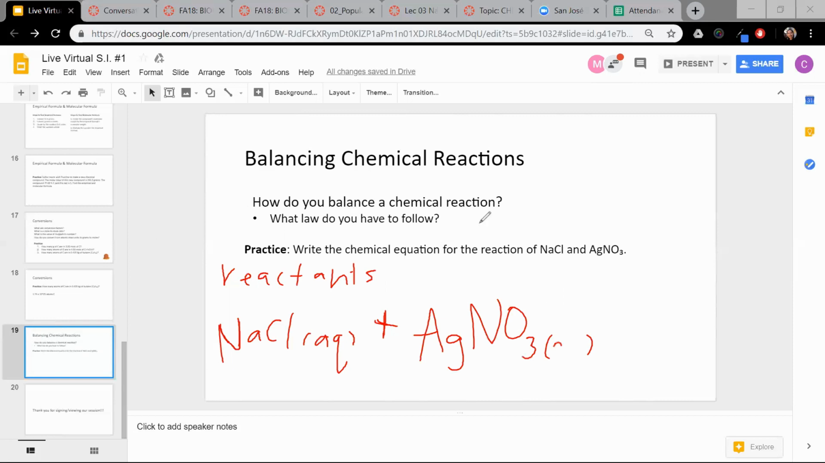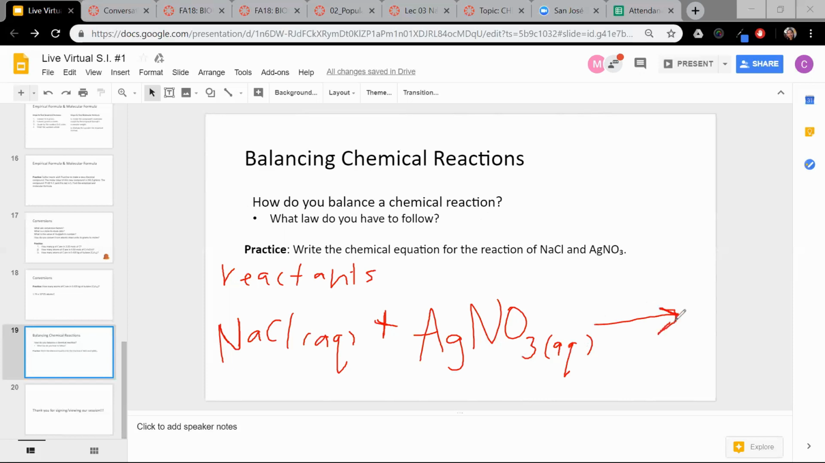Because if you remember in lecture, she used droppers to mix the reactants together. A dropper has liquid in it, and you should know that it was an aqueous solution. So that's why we need these subscripts. Very important. Alrighty, so those are our two reactants.